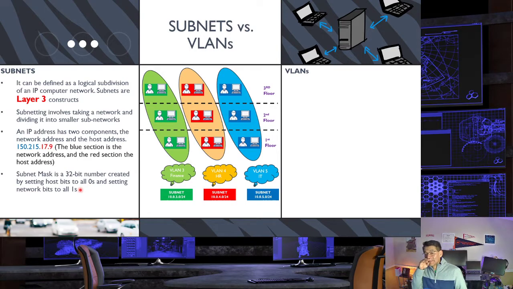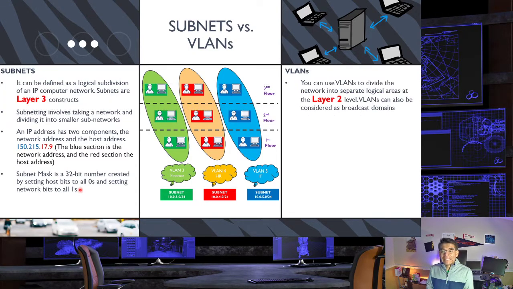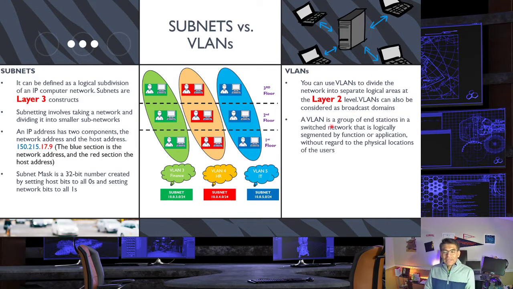Next, we move to the second concept, one of the important concepts that we want to understand today, and that is VLANs, virtual LANs. You can use VLANs to divide the network into separate logical areas at the layer 2 level of the OSI model. So important difference here: subnets work at the layer 3 level of the OSI model, and VLANs are constructs that work at the layer 2 level of the OSI model. VLANs can also be considered as broadcast domains. A VLAN is a group of end stations in a switch network that is logically segmented by function or application without regard of the physical location of those users and devices.